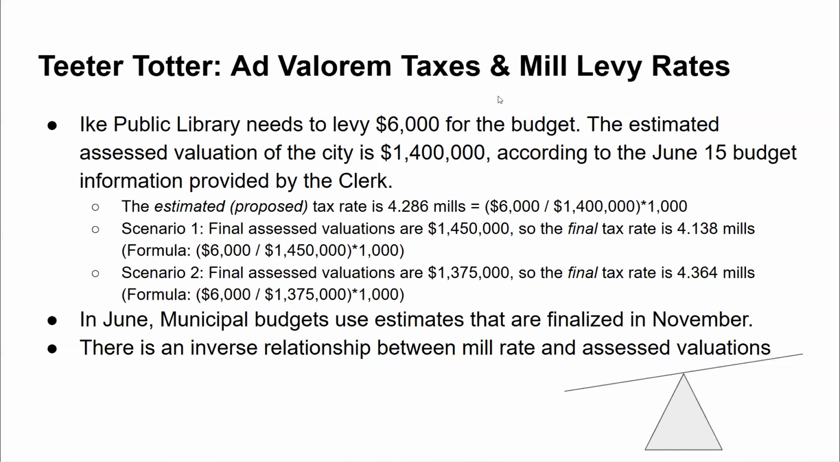Okay, there's the math. So let's say it's November and you have scenario one. The assessed valuations come in higher than what they were estimated. There's 1.45 million.